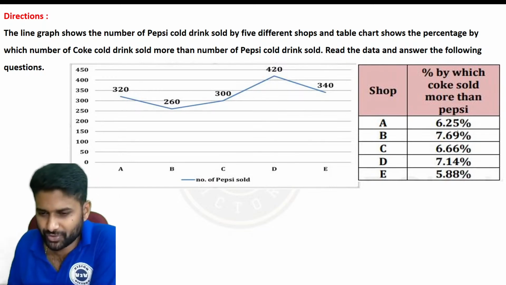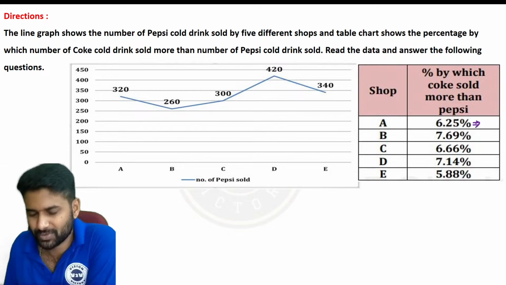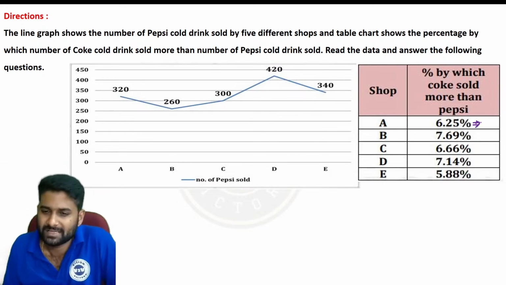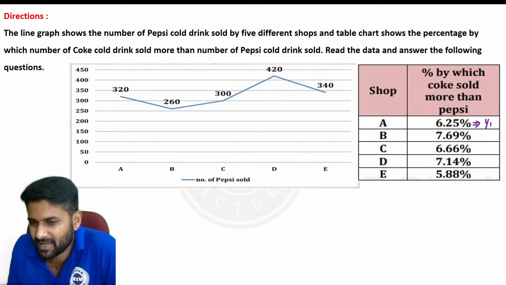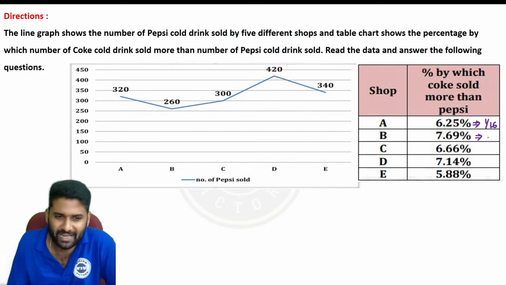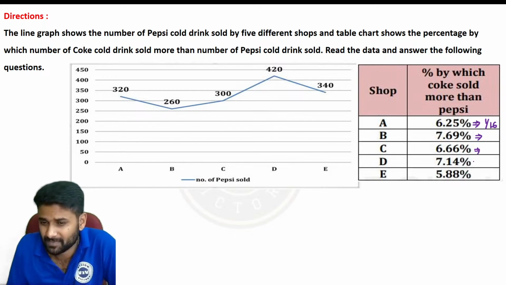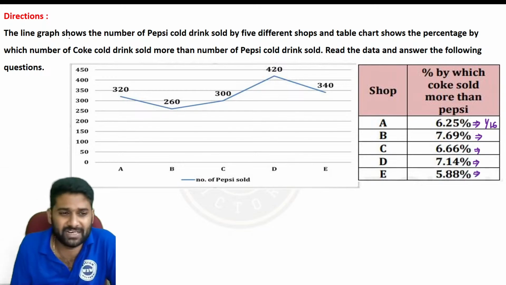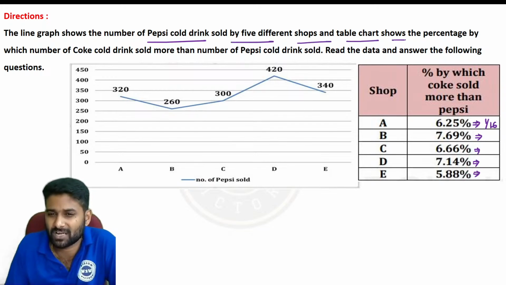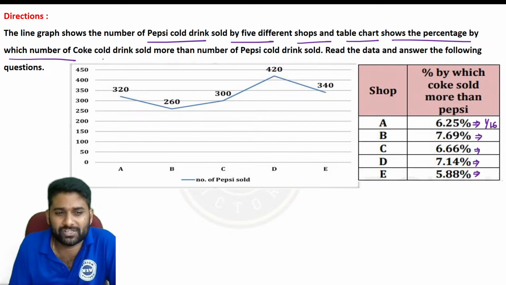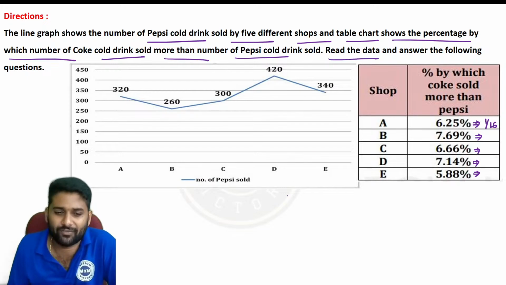Guys, first you should convert these percentages into fractions. That is most important. 6.25 percentage is a fraction of 1 by 16. 7.69 percentage is a fraction of, guys, this is most important. These fractions are most important. First understand that. See, the line graph shows the number of Pepsi cold drinks sold by 5 different shops, and the table chart shows the percentage by which the number of Coke cold drinks sold is more than the number of Pepsi cold drinks. Read the following data.